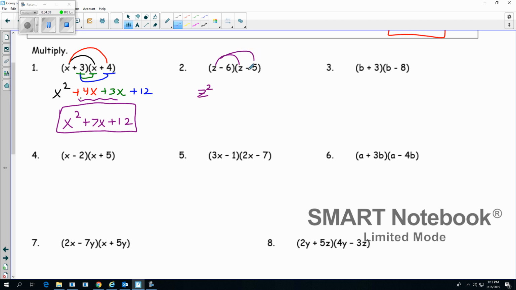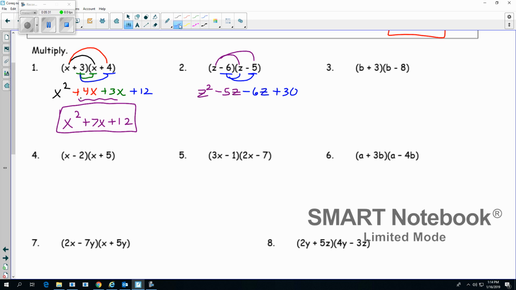Then z times a minus 5, or negative 5. So z times negative 5, so it's negative 5z or minus 5z. Then here we're going to have negative 6 times z, so that's going to be a minus 6z. And then we're going to have negative 6 times negative 5. So we have double negatives now. Negative 6, negative 5, so that's going to become a plus 30.